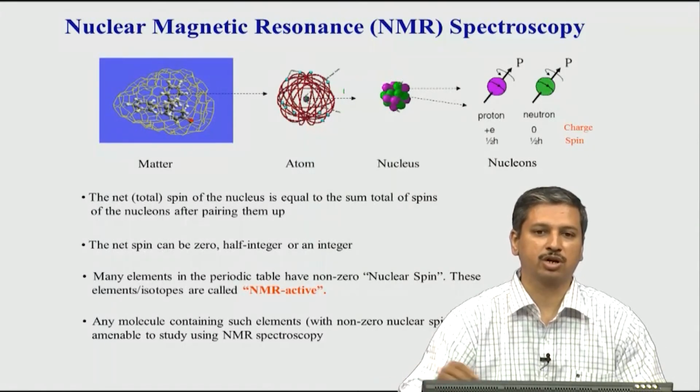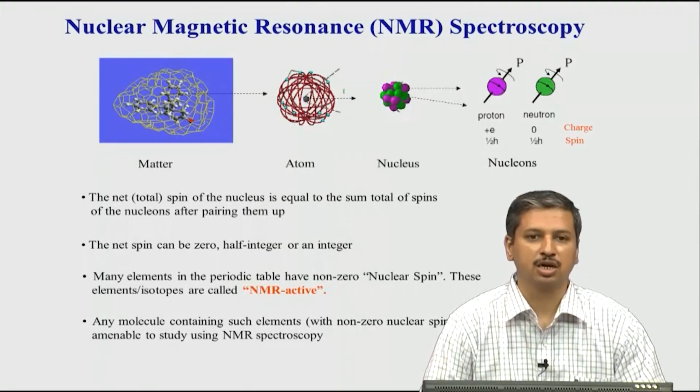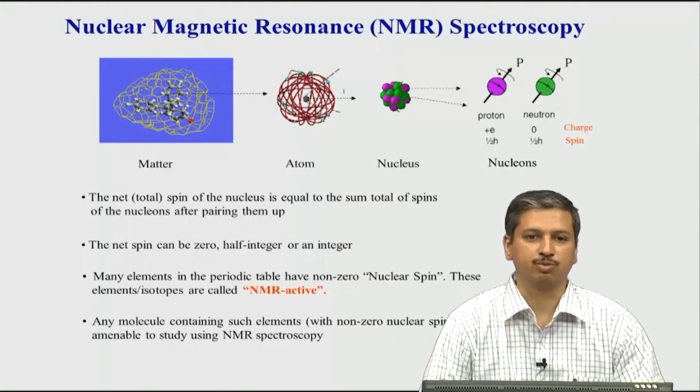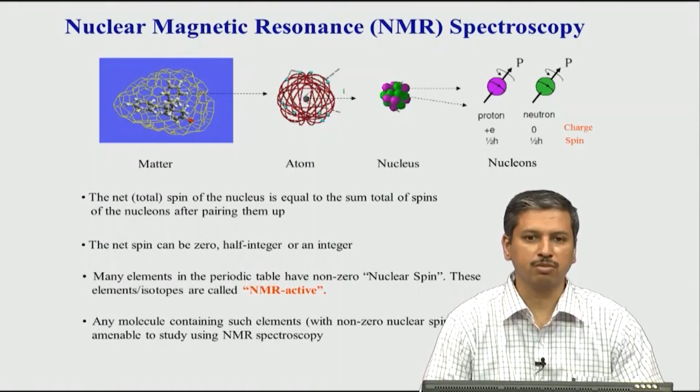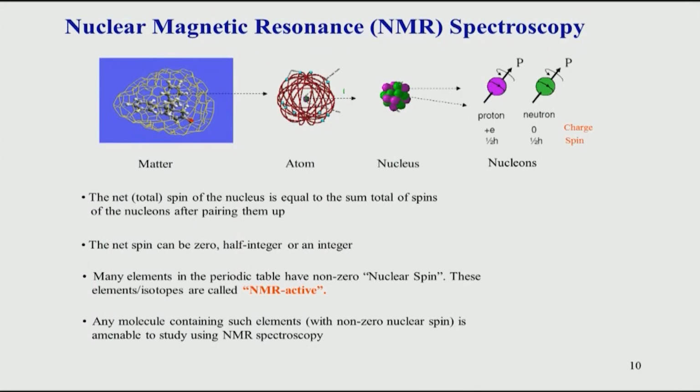We will see shortly what the conditions are for getting a total spin of a nucleus not equal to 0, that is, equal to a half integer or integer. So, this concept that it is possible to study a nucleus or element by NMR, we call NMR active. We will say this particular nucleus is NMR active, or this particular nucleus is not active, so we will say NMR inactive.